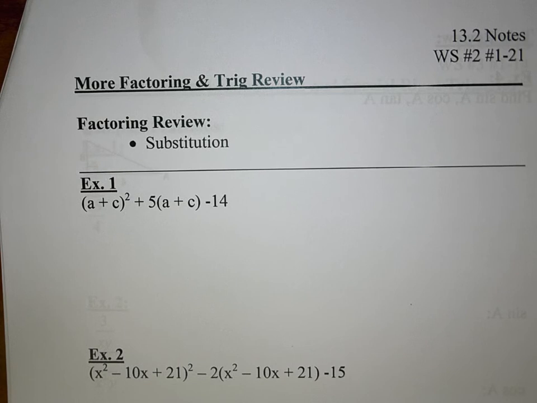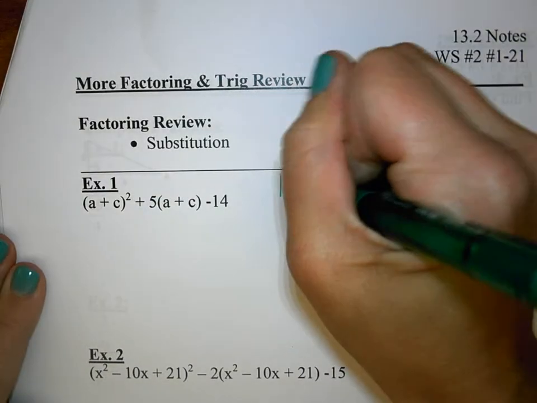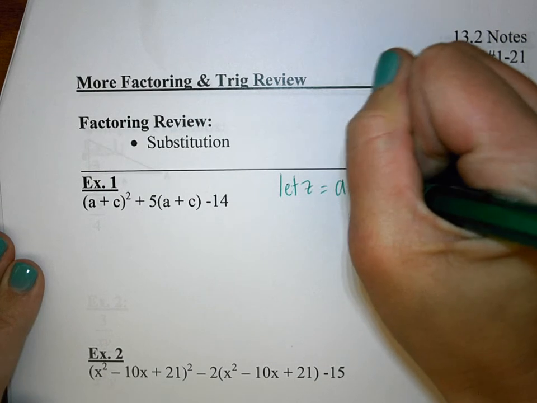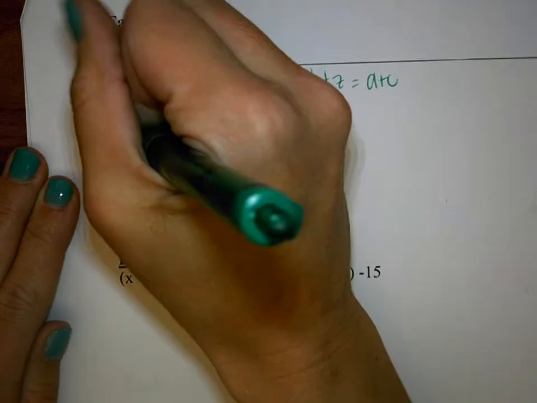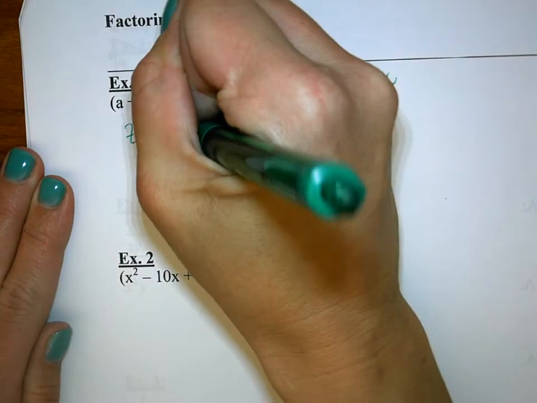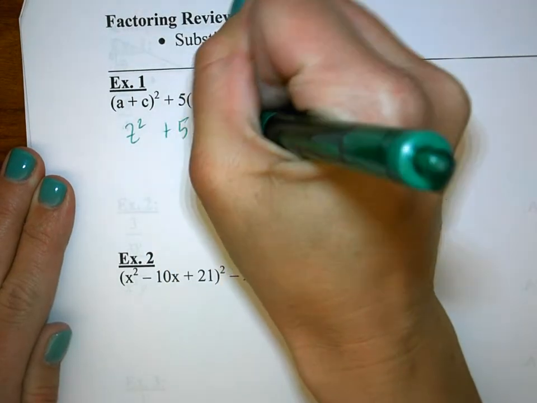What would I do on example 1? Hannah. You guys are so smart. All right, so let z equal a plus c. So then we rewrite this equation to be z squared plus 5z minus 14.